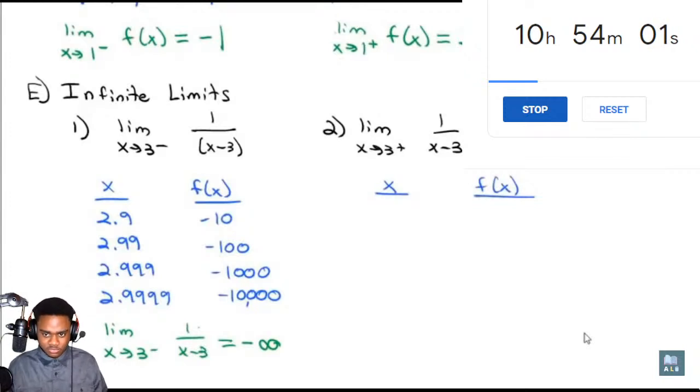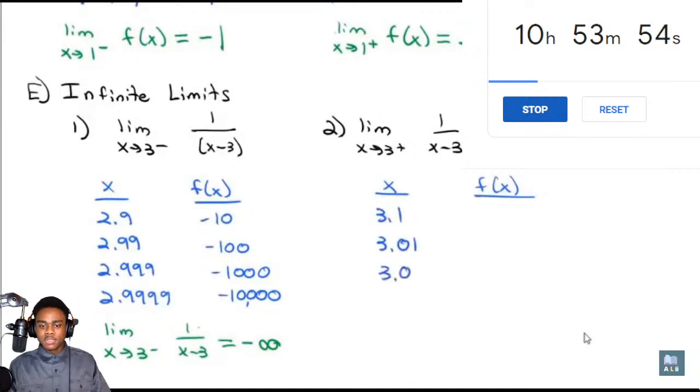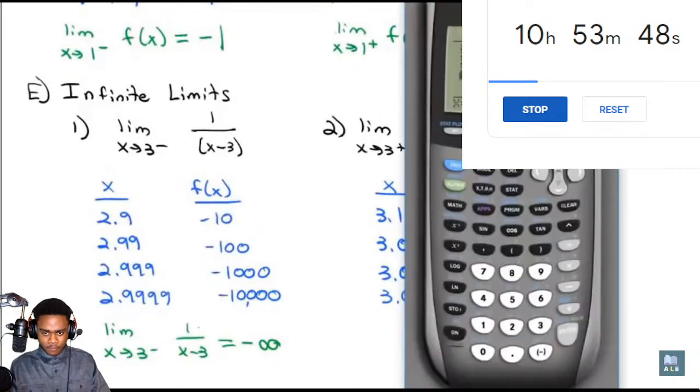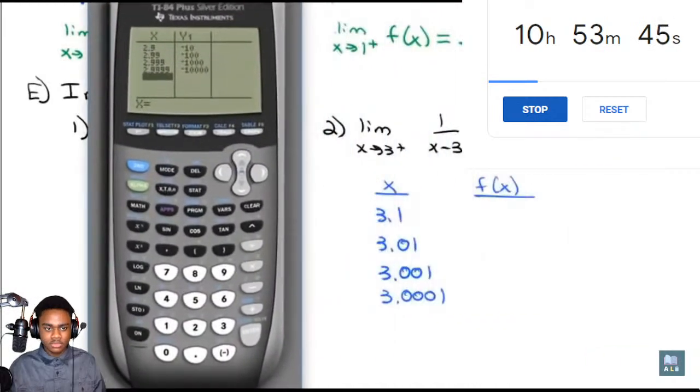From the right, we need to be slightly bigger than 3, so we'll start at 3.1, get a little closer, 3.01, yep. Closer, 3.001, and closer, 3.0001. Yep, got it. And let's see how this compares on our calculator.